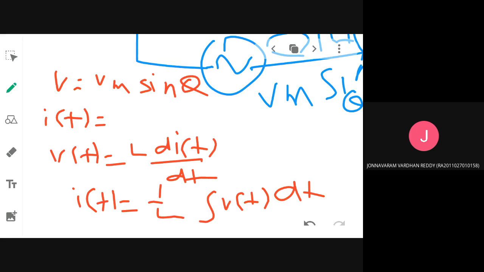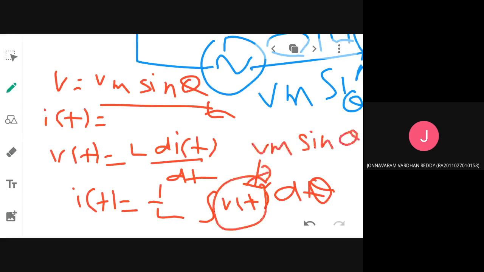What is the element that I am considering? I am done with pure resistive. Now I am considering pure inductive component. Now I need to substitute the V value. V is given by Vm sin theta, not t, but as theta. So I will change it to theta here, and in place of V of t, I will substitute Vm sin theta.